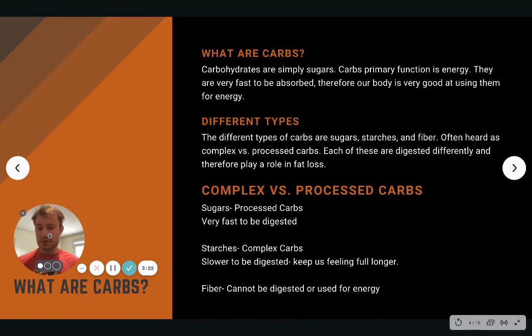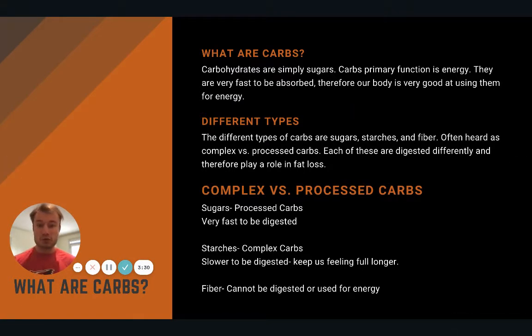What are carbs? Okay, carbs are going to be simply sugar. Very simple, guys. Carbs' primary function is energy. It's actually the most preferred fuel source for resistance training, and we need to do resistance training because we need to get stronger and we need to increase the amount of calories we're burning at rest, okay?